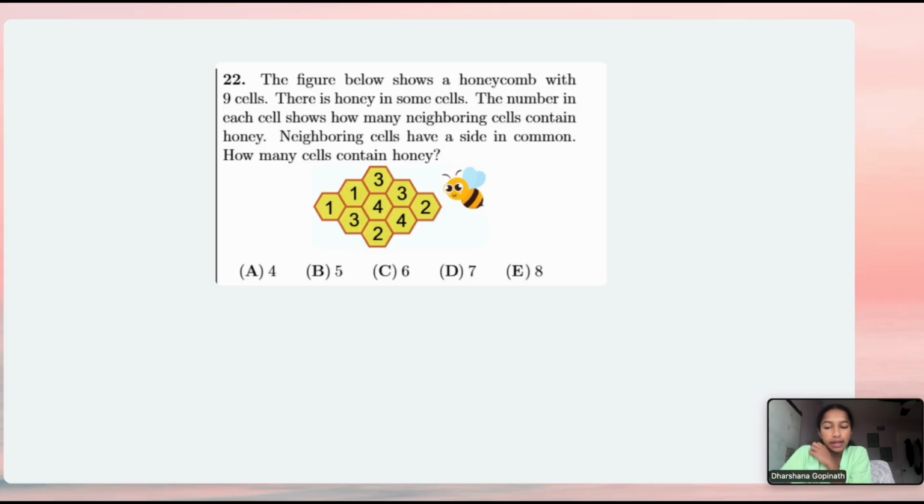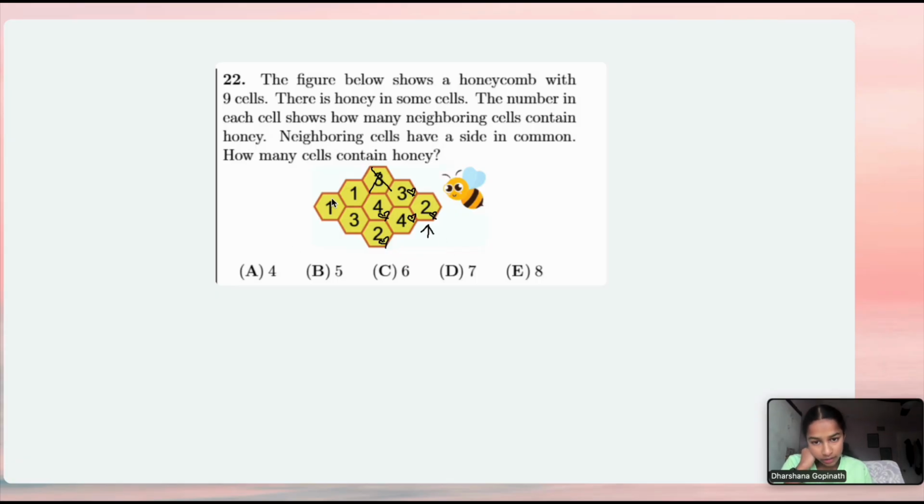Let's start by looking at the cell closest to the bee, the one marked with this number 2. It has 2 cells next to it that have honey, which I'm going to mark with a heart. The cell next to it, marked with the 4, has 4 neighboring cells that have honey. So all of those also have honey. The cell marked with the 3 already has 3 cells with honey, this 4, and this 2. So this one doesn't have honey.